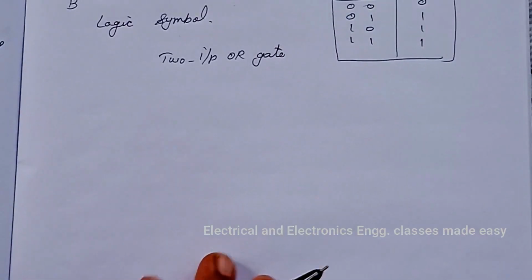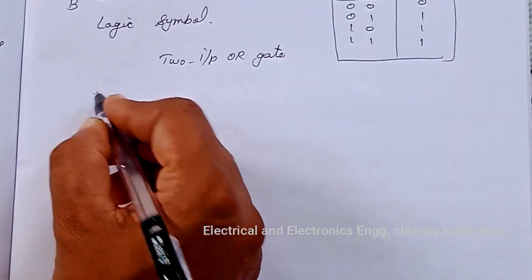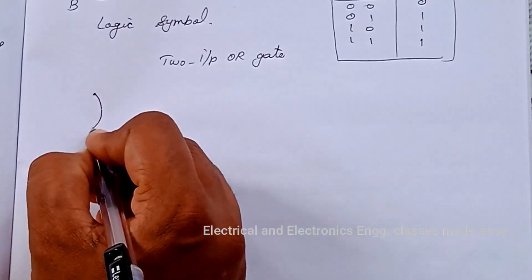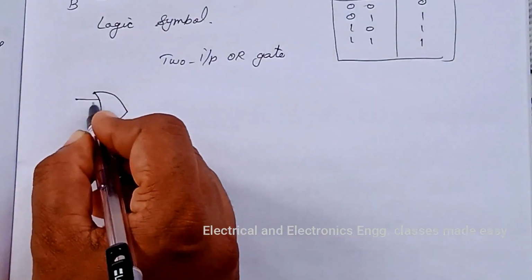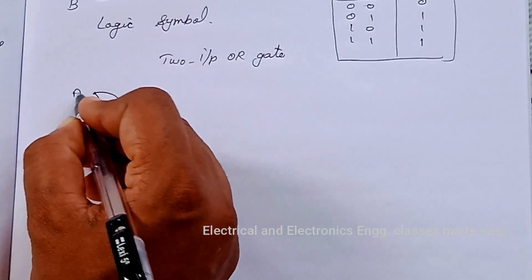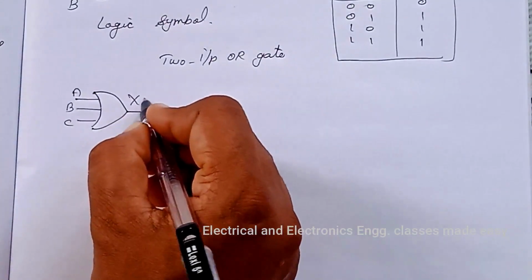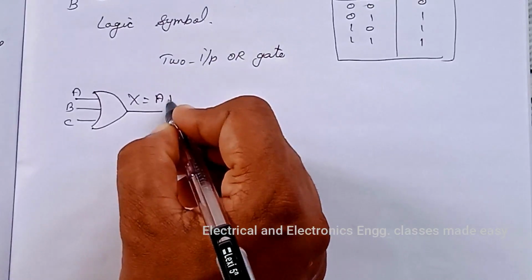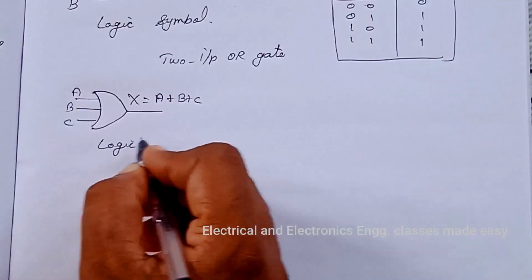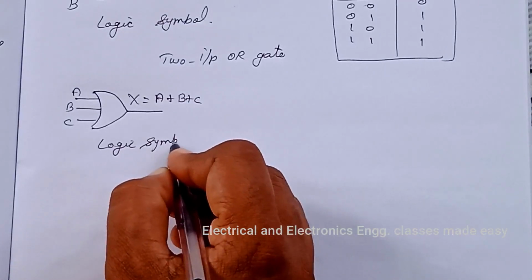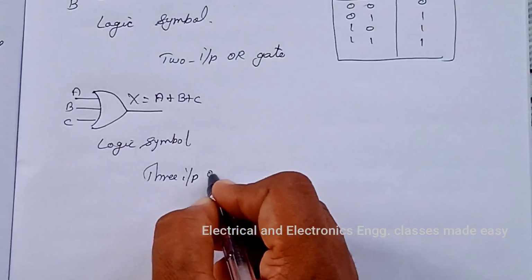And the logic symbol of the 3 input OR gate is like this. That is, this is the OR gate. The 3 input OR gate has inputs A, B, C and one output, that is X is equal to A plus B plus C. So this is the logic symbol of the 3 input OR gate.